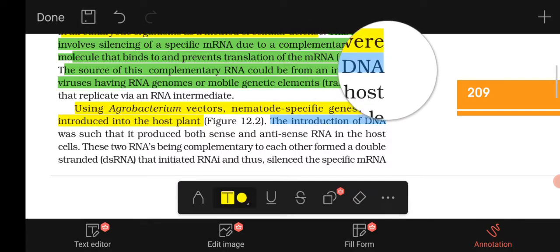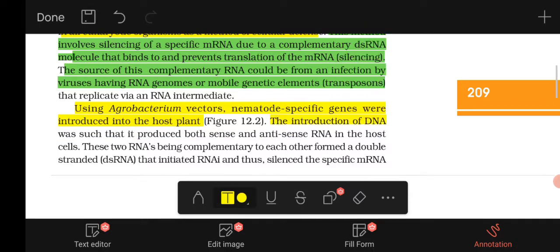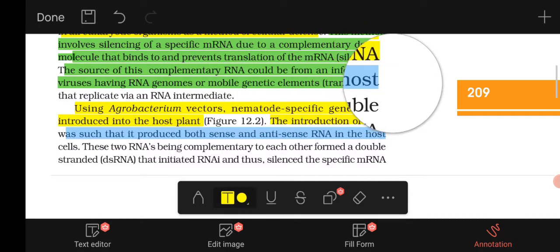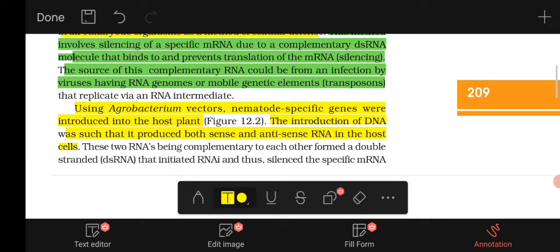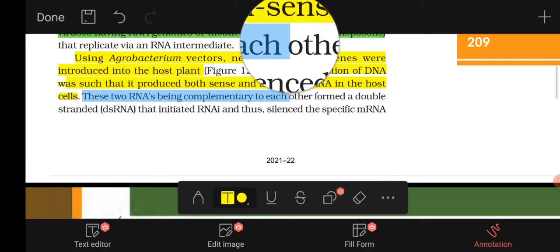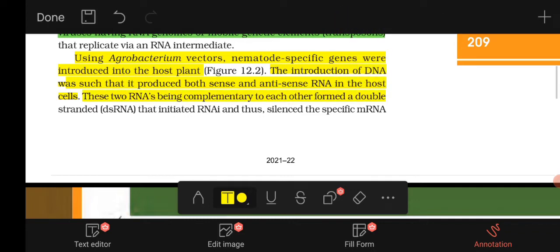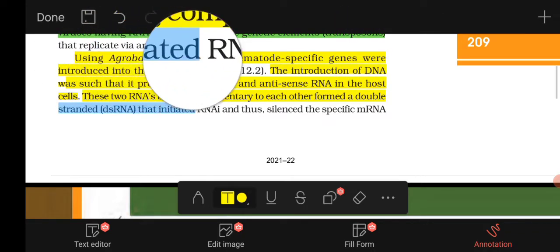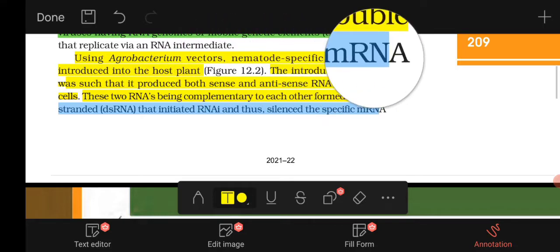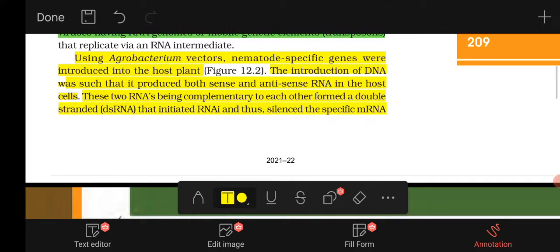This introduction of the DNA or the gene was such that it produced both sense and antisense RNA in the host cell. Okay, so this sense and antisense RNA being complementary to each other formed a double-stranded RNA, and they initiated this RNA interference and caused the silencing of this mRNA. What is RNA interference? RNA interference is nothing but the double-stranded RNA binding to the mRNA and preventing its translation. This is called RNA interference.